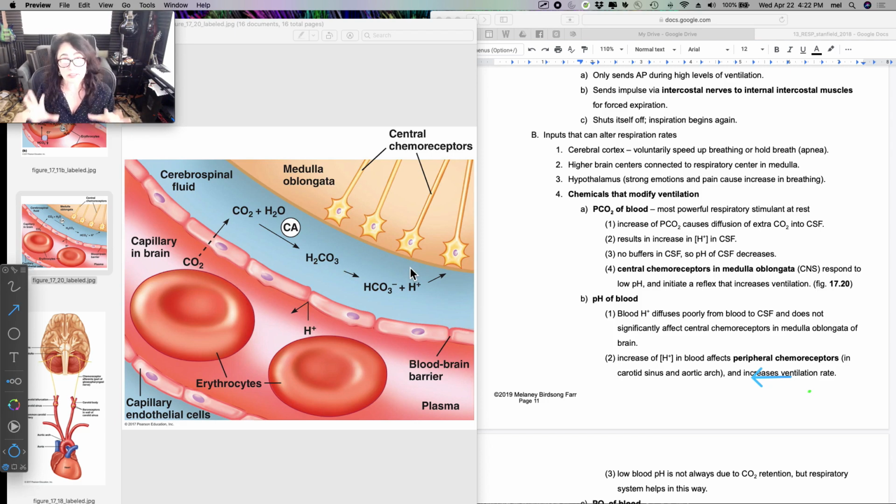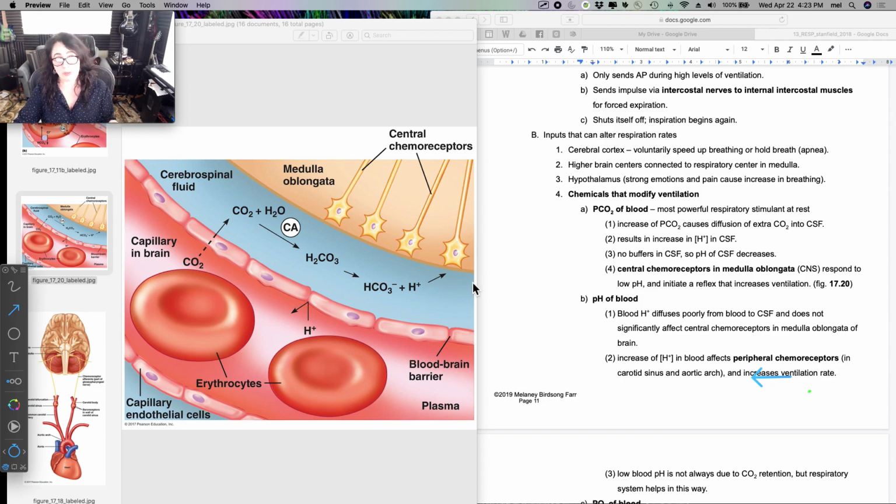And your brain does not play well with others. If you piss off your brain, it will shut down the whole damn thing. So basically, if you increase the PCO2 of the blood, it will cause extra diffusion of carbon dioxide into CSF. CSF has terrible buffering systems, almost none really. And then the central chemoreceptors, because they're part of the central nervous system, will get activated in the medulla oblongata.